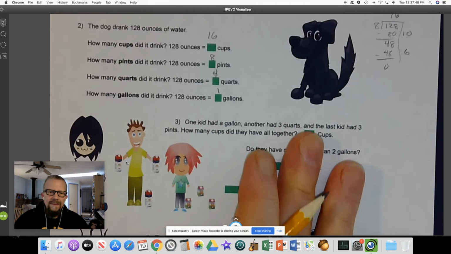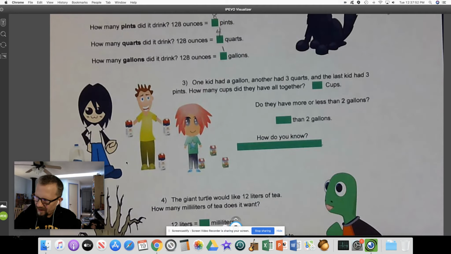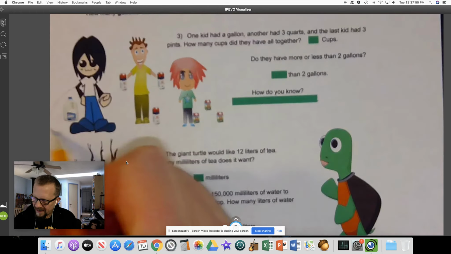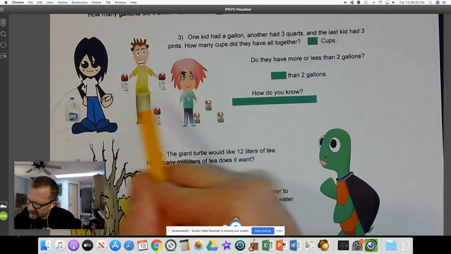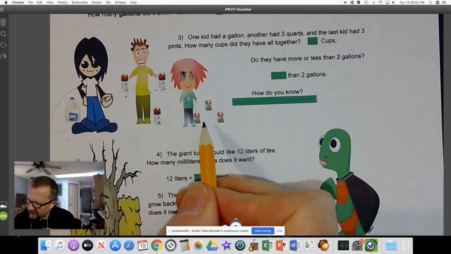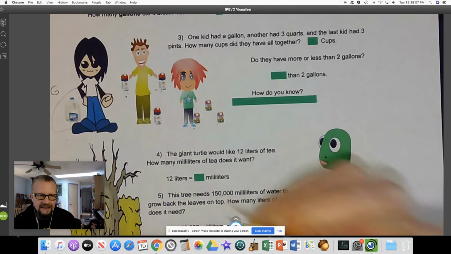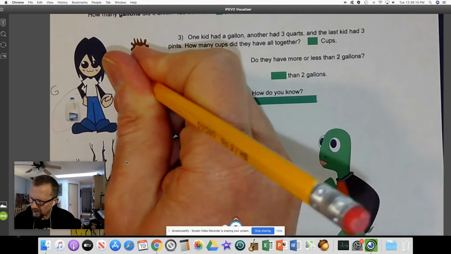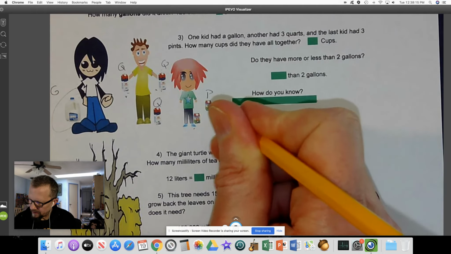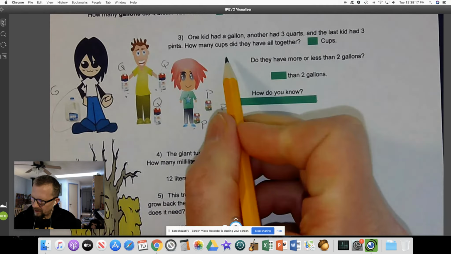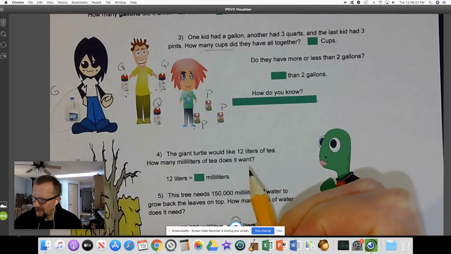Okay, number 3. So we've got a kid having a gallon. This one kid here is having a gallon. And the other kid had 3 quarts. He's got 3 quarts. 1, 2, 3. And the other one has 3 pints. 1, 2, 3 pints. So this is a gallon. And these are quarts. And these are pints. And we want to know altogether how many cups is it. So we're just going to start working that out.